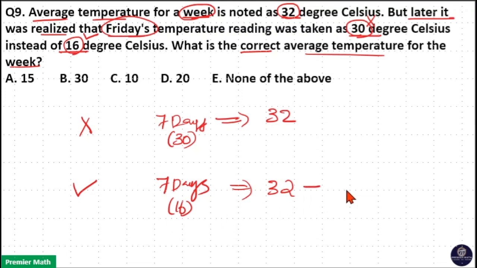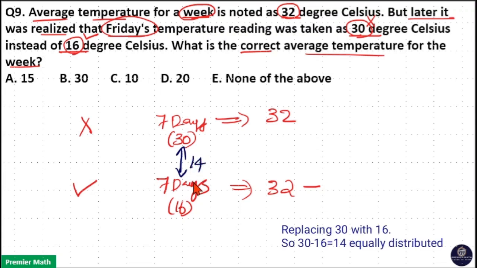That is, how much decrease? Here 7 days are common. So we need to take the difference between 30 and 16. That is, the difference in reading is 30 minus 16, which is 14 here. But this 14 should be equally distributed to the 7 days, which is equal to 32 minus 14 by 7. This will be the actual reading. That is, 7 goes 2 times in 14. 32 minus 2 is 30. So, the actual average temperature for the week is equal to 30 degrees.